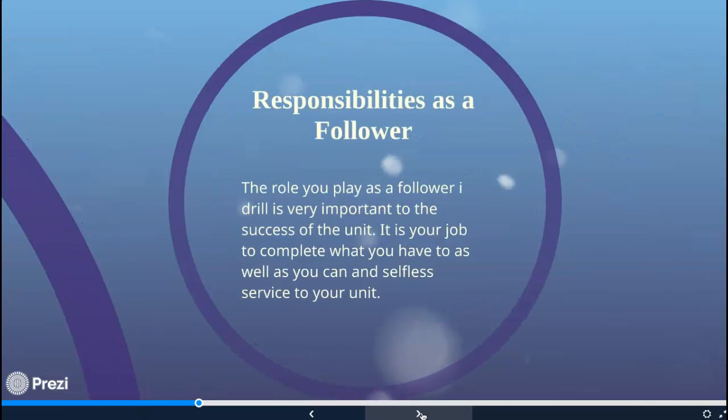When you look at the responsibilities of a follower, the role you play as a follower in drill is very important to the success of the unit. It's your job to complete whatever it is you have been assigned as well as you can, and give that as selfless service to the unit itself.